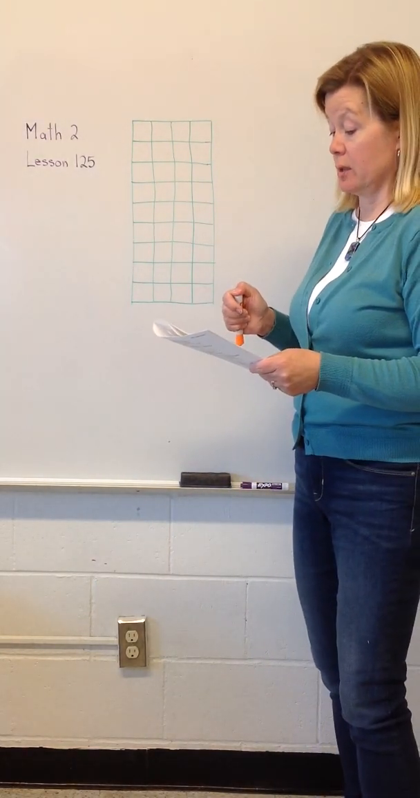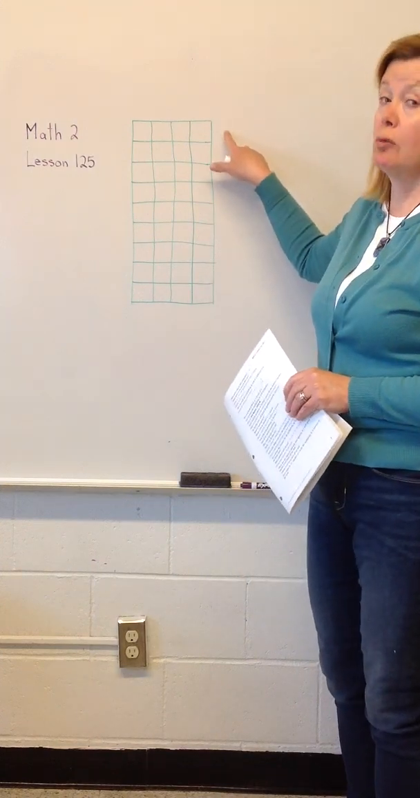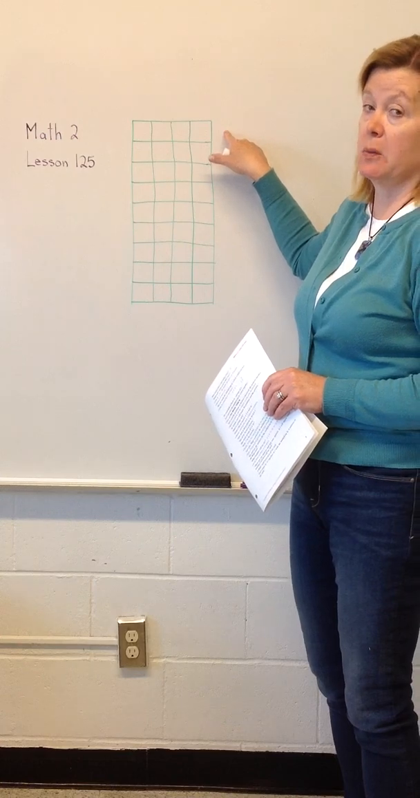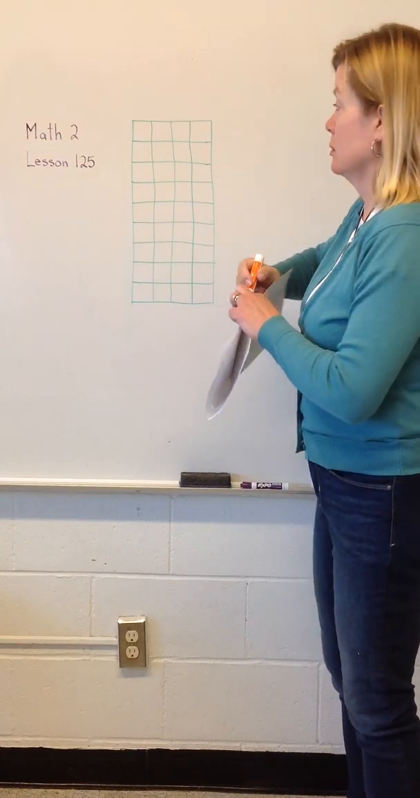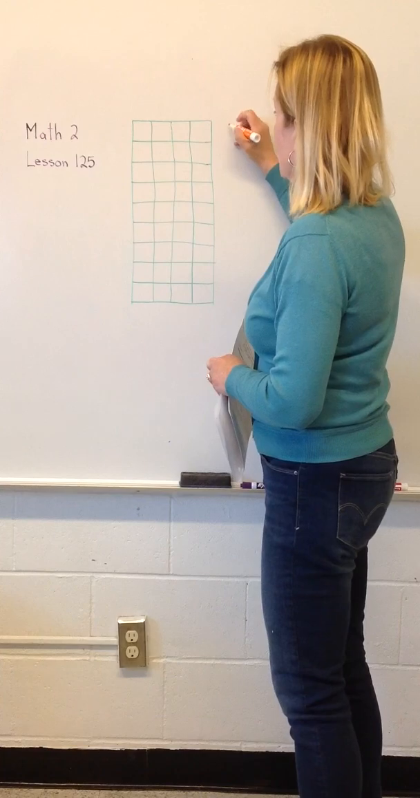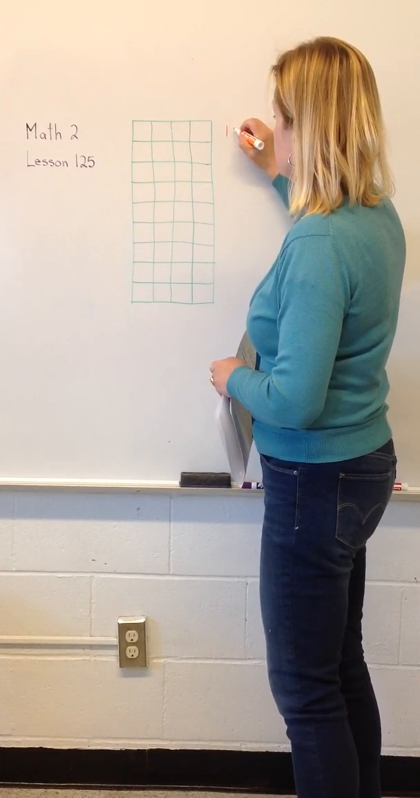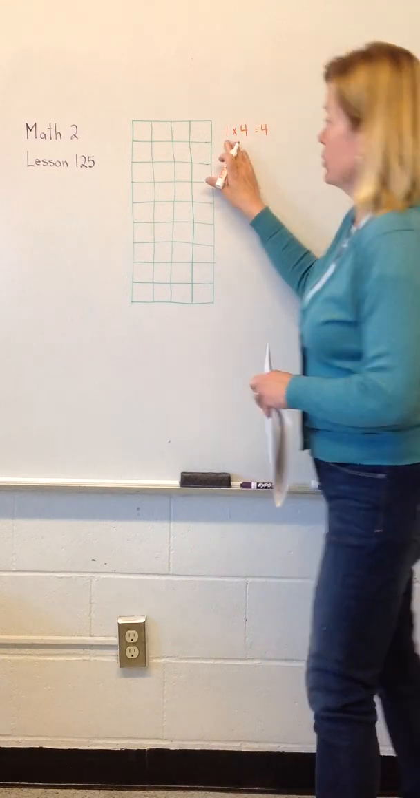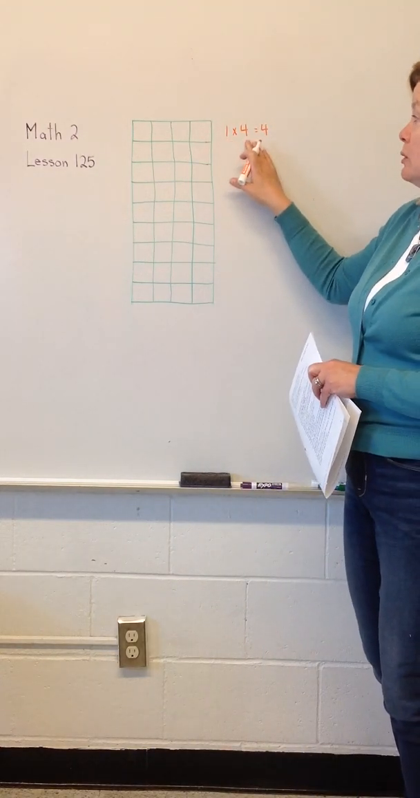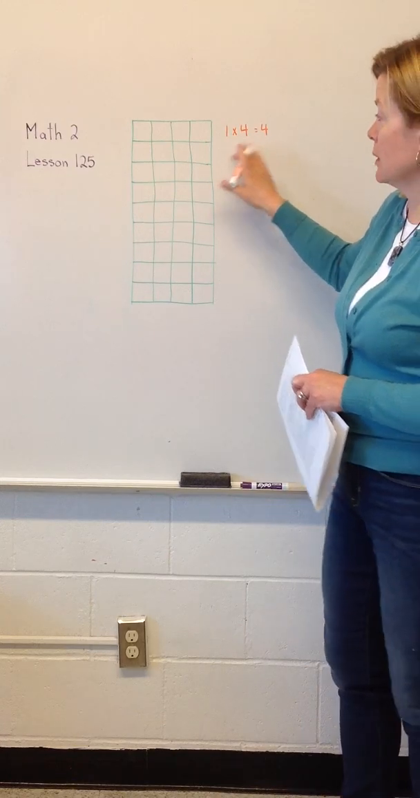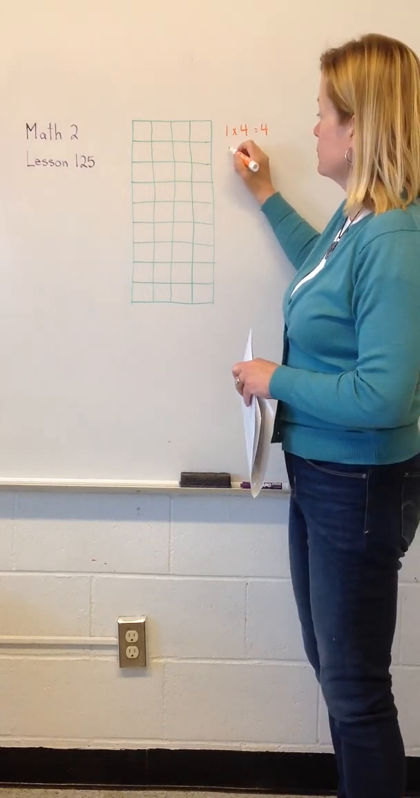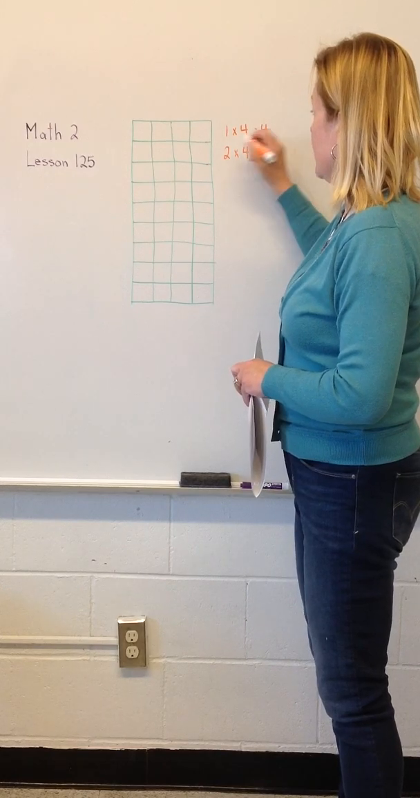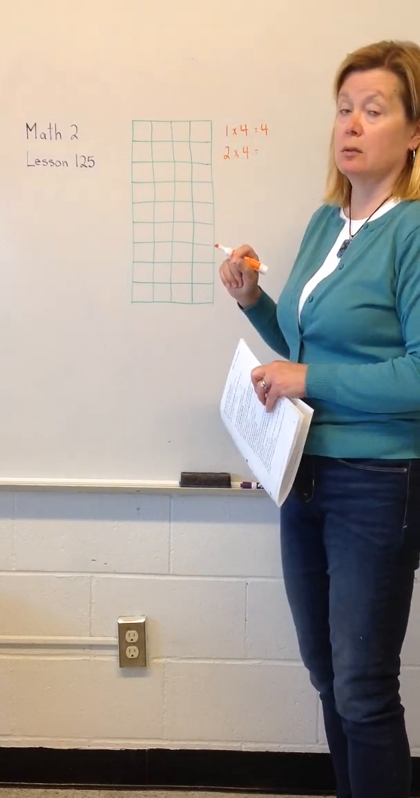So let's get started. If I have one row of 4 color tiles, how would I write that as a multiplication sentence? I would write it as 1 times 4 equals 4. So remember, we can read this as one group of 4 equals 4. Let's move on to the second one. If I have 2 groups of 4, now I have how many tiles? 8.